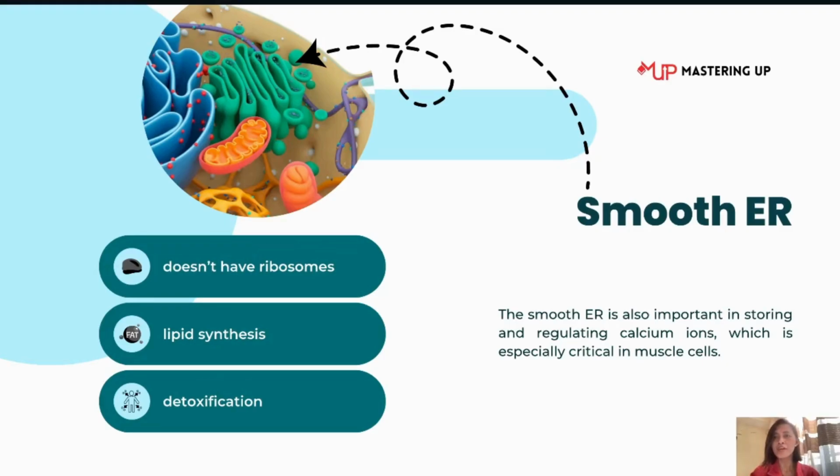Another important function of the smooth ER is to help with the storage and regulation of calcium ions, which are super important for muscle contraction and other cell activities. So, if you're thinking about muscle cells, the smooth ER helps make sure there's the right amount of calcium when the muscle needs to contract.